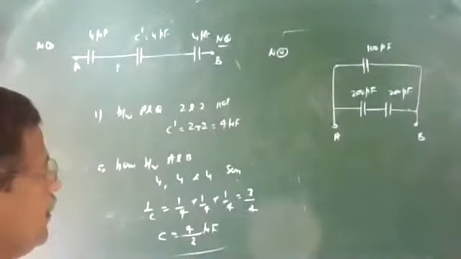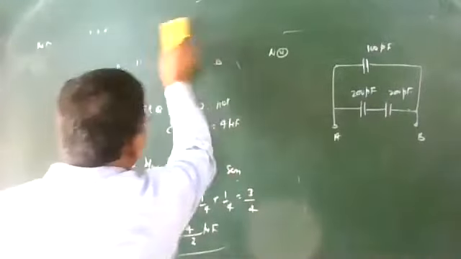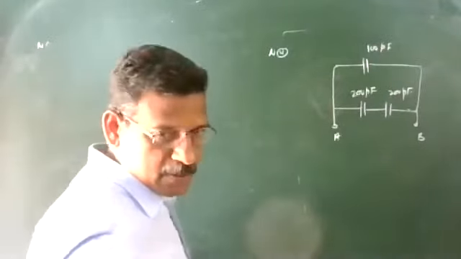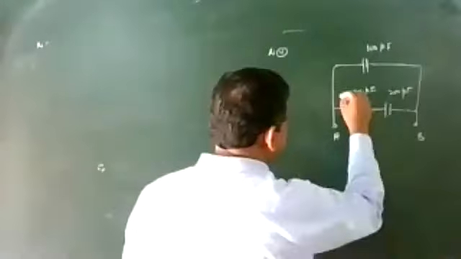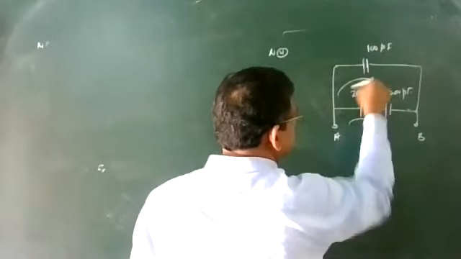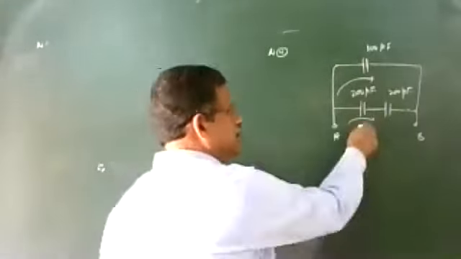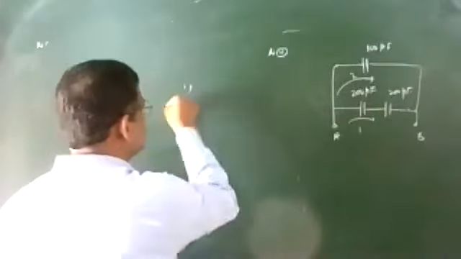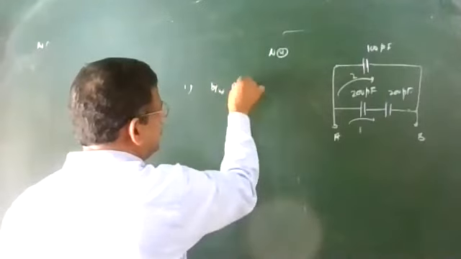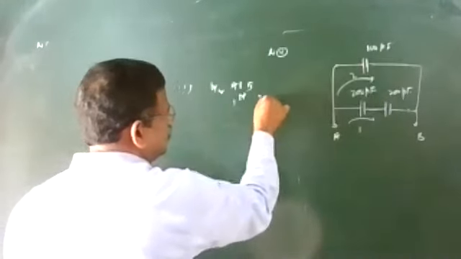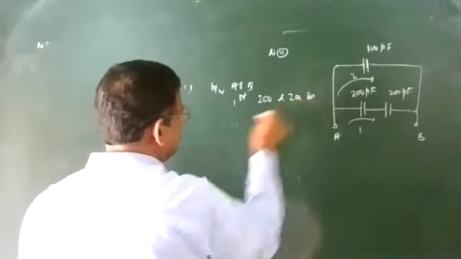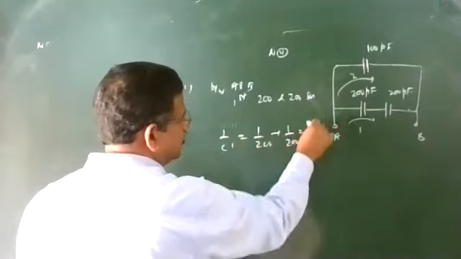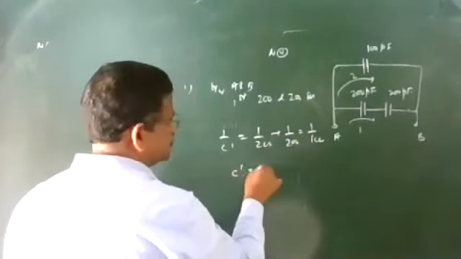Okay, the value will be... So from A to B, you can go in two ways. One way is here, another way is here. The first way and the second way. Along the first way, the 200 capacitors are connected in series. Then 1 by C dash equals 1 by 200 plus 1 by 200, which equals 1 by 100. So C dash is equal to 100.